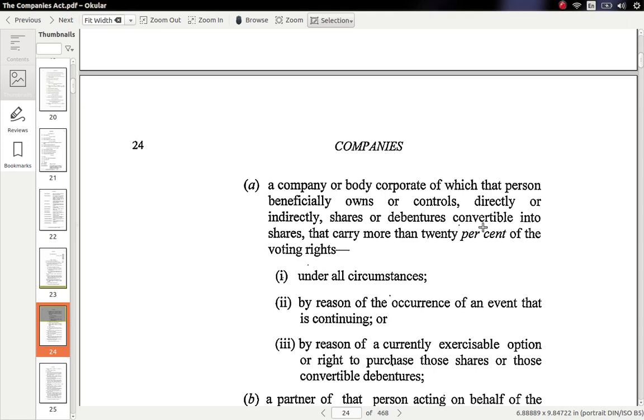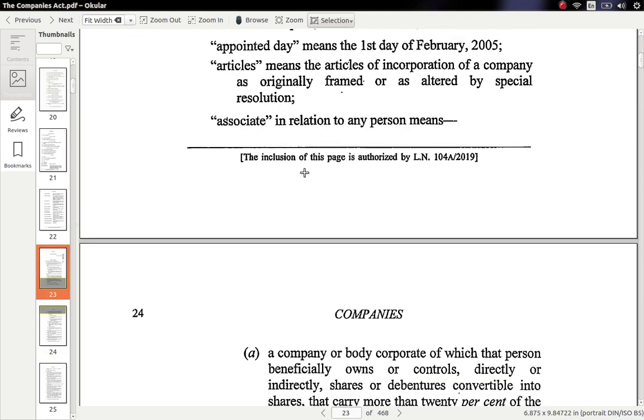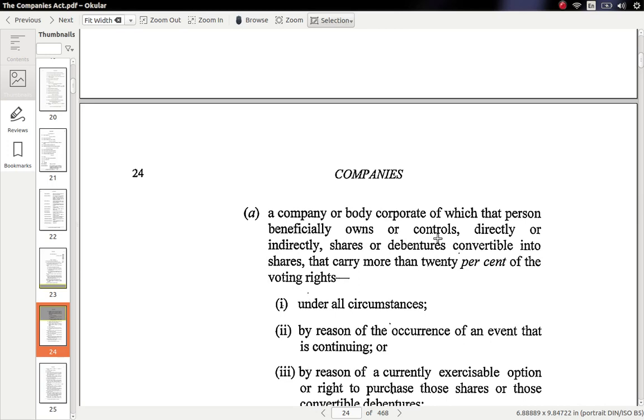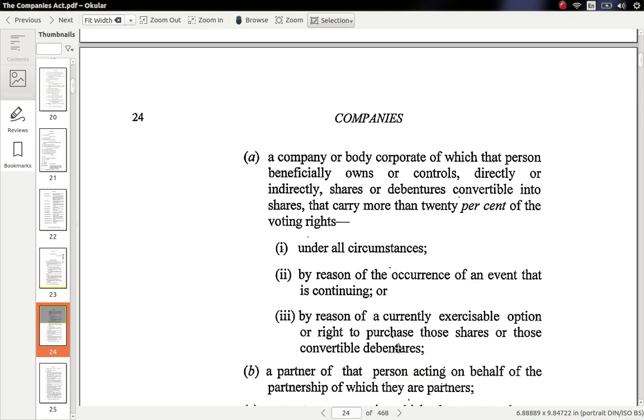So your associate in relation to any person is a company or a body corporate of which a person beneficially owns or controls, directly or indirectly, shares or debentures convertible into shares that carry more than 20% of the voting rights under all circumstances, or carry 20% of the voting rights by reason of the occurrence of an event that is continuing, or they carry more than 20% of the voting rights by reason of a currently exercisable option or right to purchase those shares or those convertible debentures. Right?